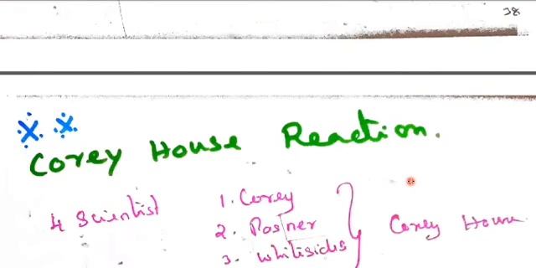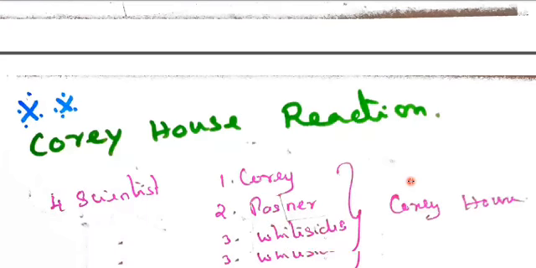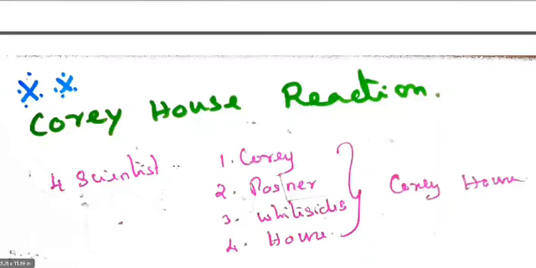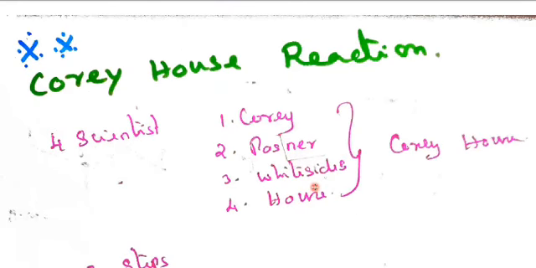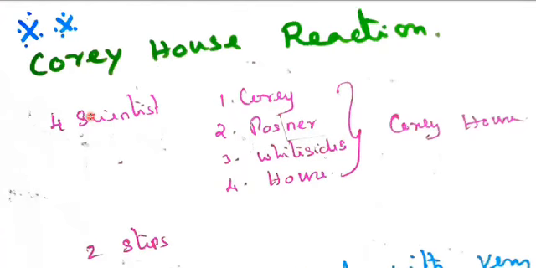Now the Corey-House reaction. The Corey-House reaction is named so because four scientists developed this reaction. Corey is the first scientist, Posner is the second, Whitesides is the third, and the fourth one is House, so it is called the Corey-House reaction. It is very, very important in MCQs, NCERT, and even NEET and JEE exams, where questions are often asked based on the Corey-House reaction.